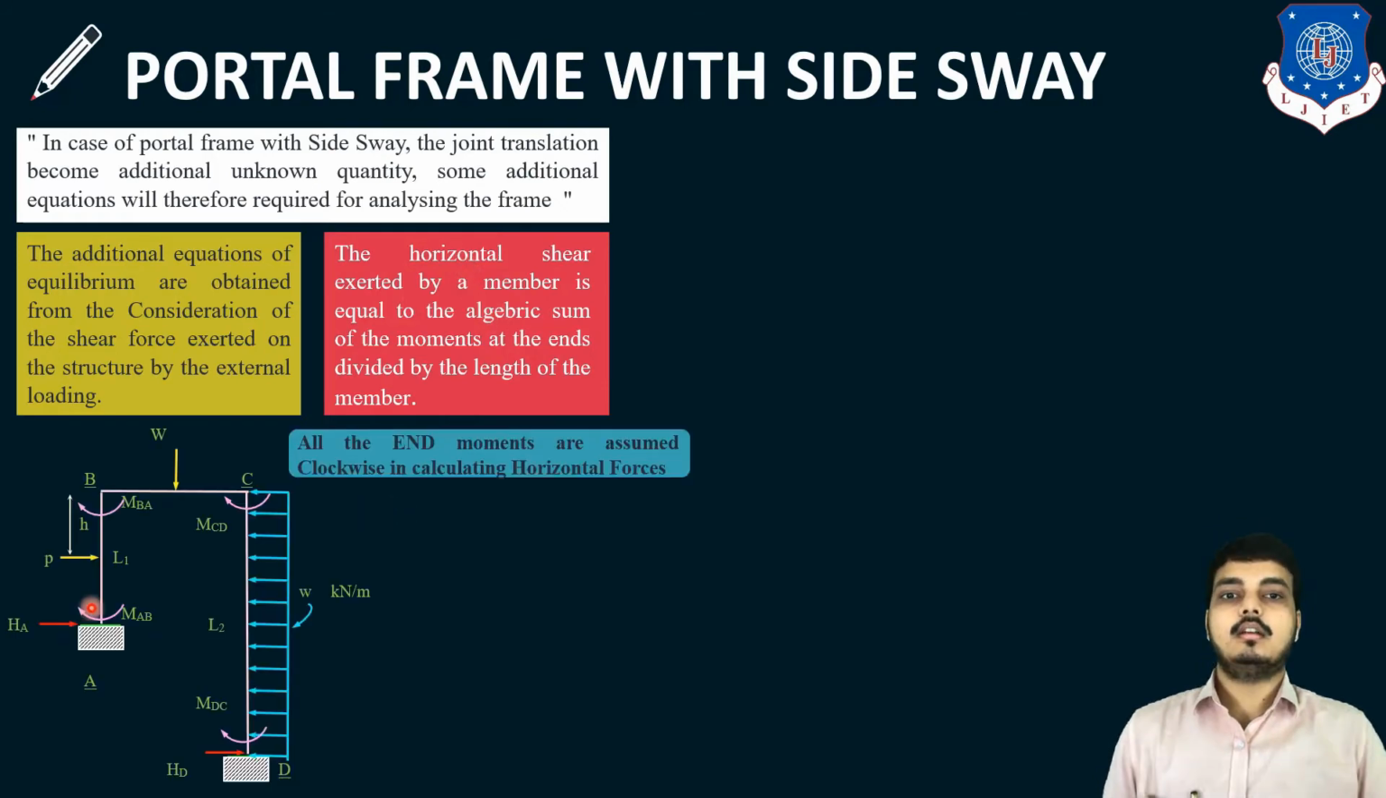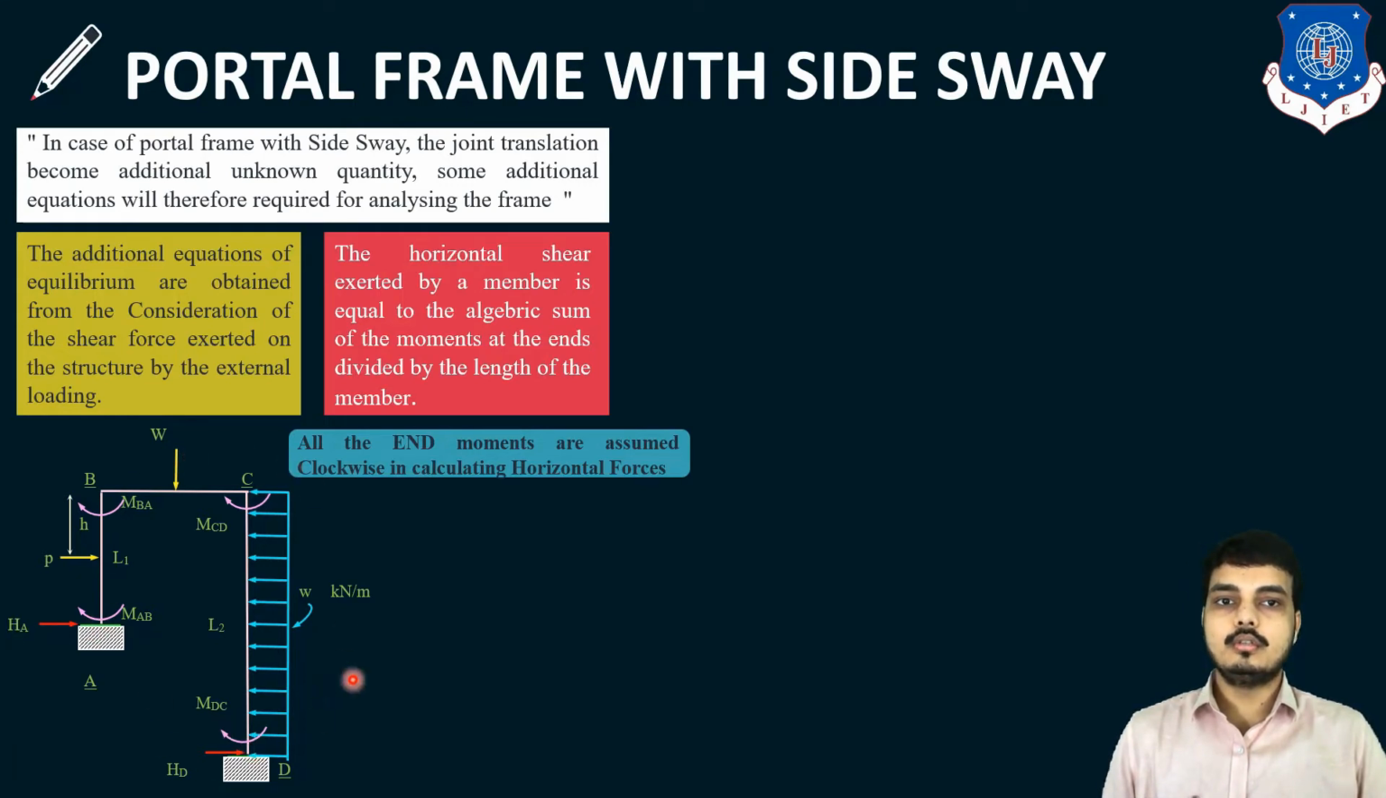Here we have the frame in which A to B, B to C and C to D are the members of the frame, in which A to B has a horizontal loading of P and C to D has a horizontal UDL of W kilonewton, and member B to C has the load W. So these are the set of loadings. Also you can see the horizontal reactions HA and HD.